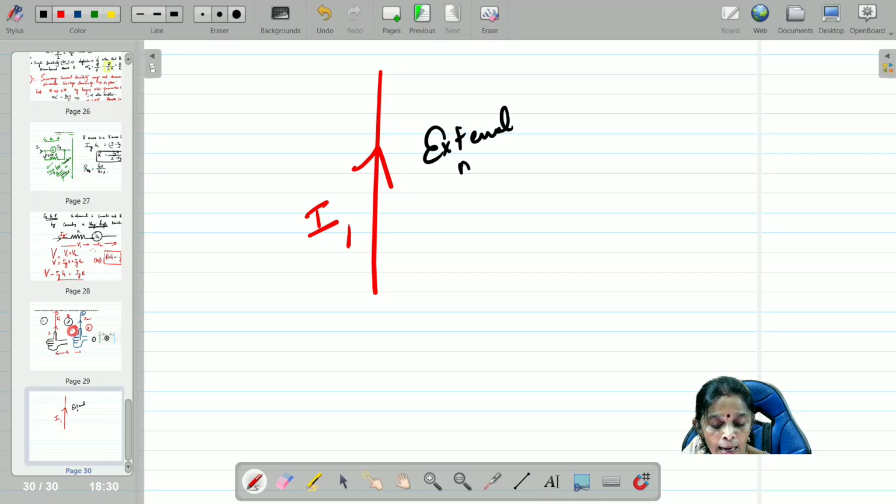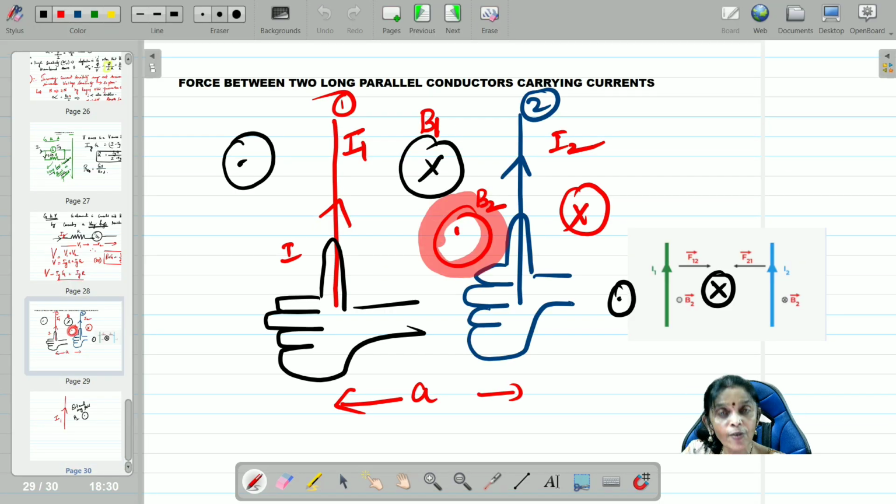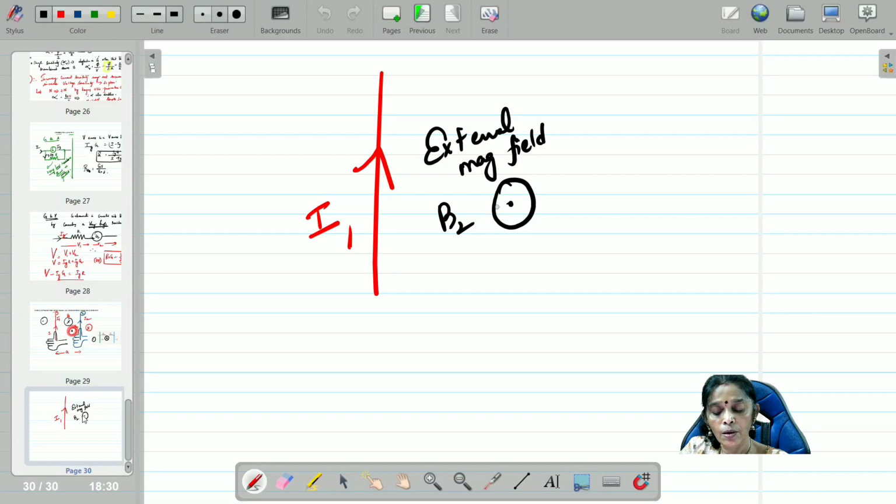Which is the external magnetic field. External magnetic field is B2, which is acting outwards. How do you know? Now only we found out. This is only B2, no? Outwards, no? Is it outwards or not? Yes. So same thing I have taken. Right? Current, magnetic field, force I have to find out.